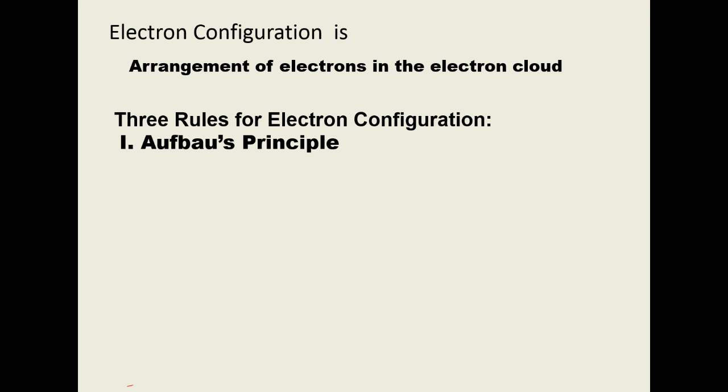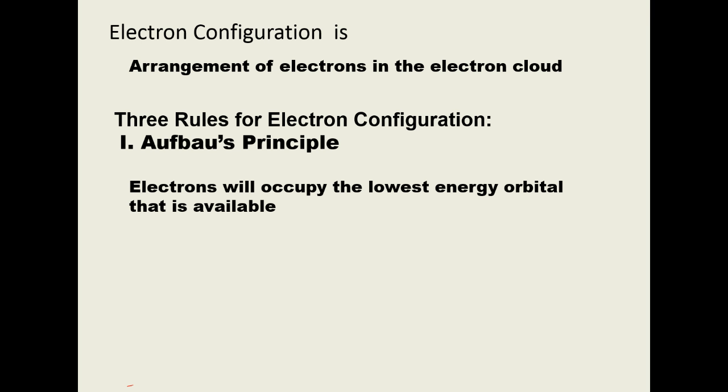The first rule is called Aufbau's principle. Aufbau's principle shows us the electrons will occupy the lowest energy orbital that is available. So when I say lowest energy orbital, I mean the S, the P, the D, the F, and whatever energy levels that they are in.